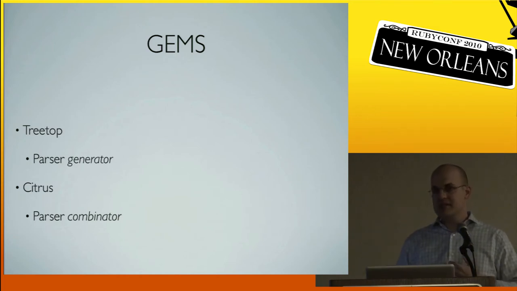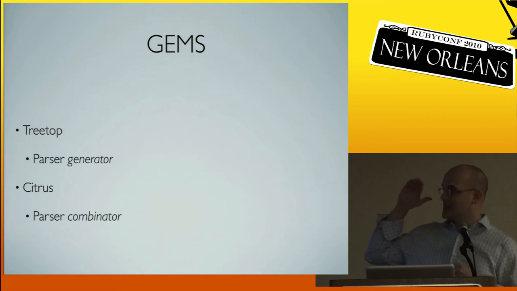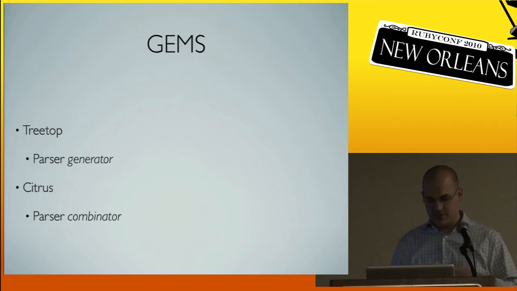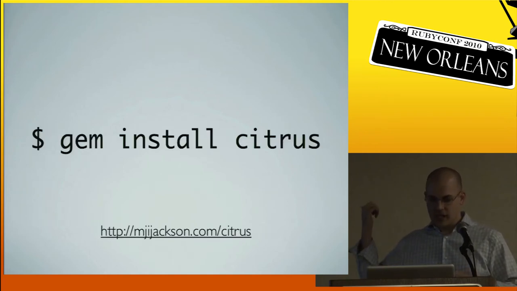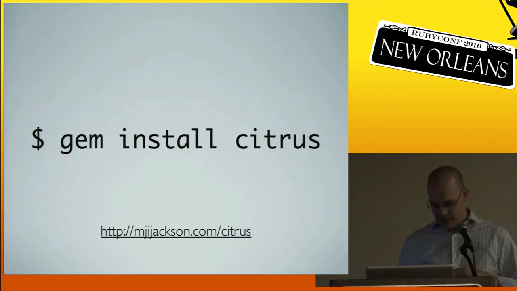And so besides that, there are just the differences in API and ease of use. Citrus has some really nice debugging tools and things built into it, so I'd encourage you to take a look. For the rest of the examples that I'm going to be using today, the Citrus syntax is slightly different from the Treetop syntax, so that's the one I'm going to be using for the rest of the presentation. Here's how you can get it. There's my website with a little link there. You can get some documentation on it, read about it.